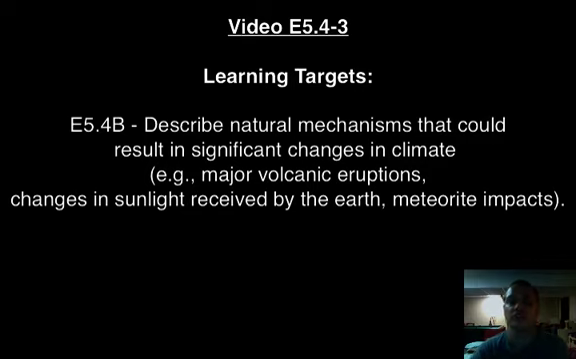The second one is going to be E5.4-3, and this one is going to be hit on quite heavily, because it's going to talk more specifically about what happens when there is a major volcanic eruption, when there are changes in the amount of sun that Earth receives, so aka radiation, and then what happens if and when an asteroid or meteorite were actually to physically strike Earth. So what significant changes in our climate would come because of those things.